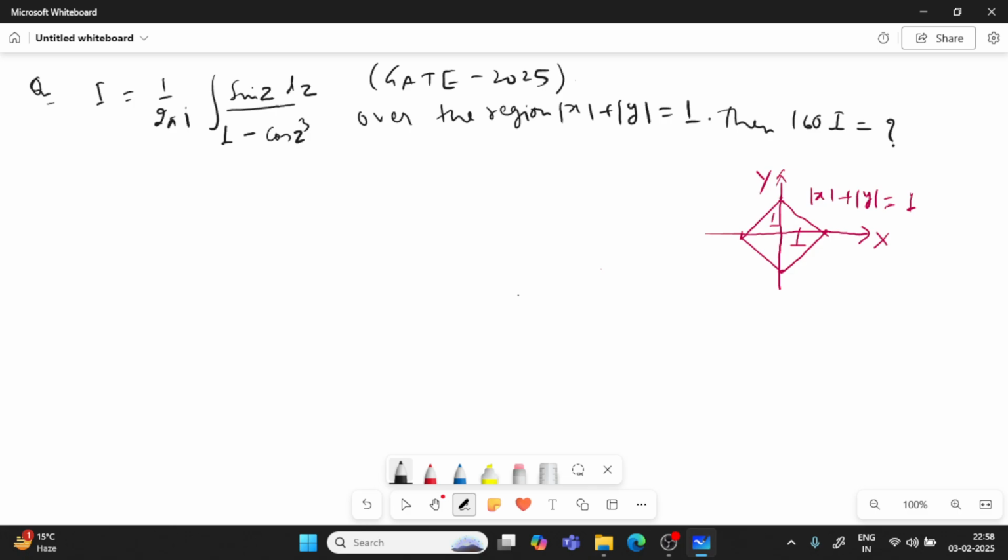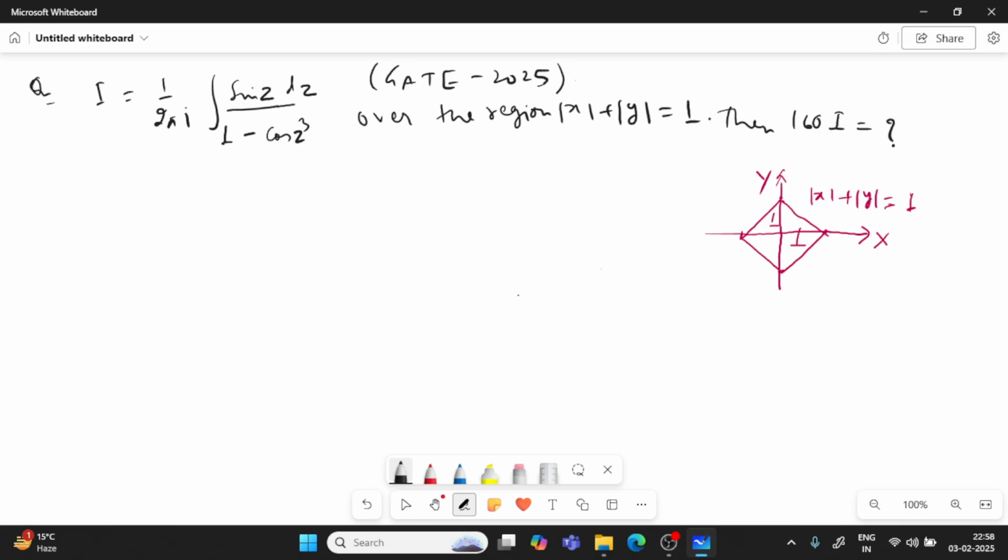We have been given I equals 1 upon 2 pi i, the integral of sin z dz upon 1 minus cos z cube, over the region mod x plus mod y equals 1, and then you have to find the value of I. Firstly, we draw the region mod x plus mod y equals 1, and it is a rhombus whose side length is 1. Now we shall solve it.